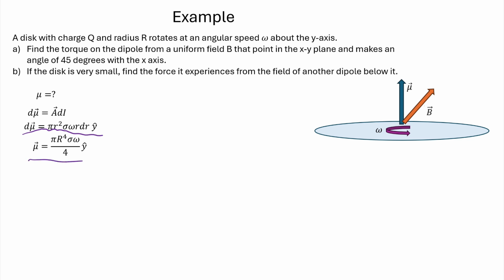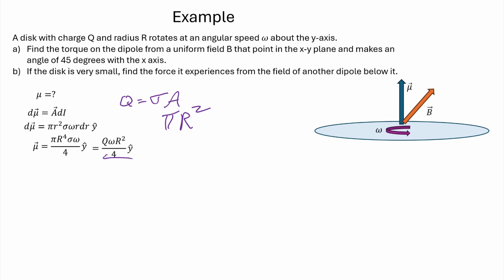The only other thing you might wish to do is trade out the sigma. Remember, Q equals sigma times A. If you make that substitution, here you've got a pi r squared. If you make that substitution, you end up with something like this. So it's interesting.